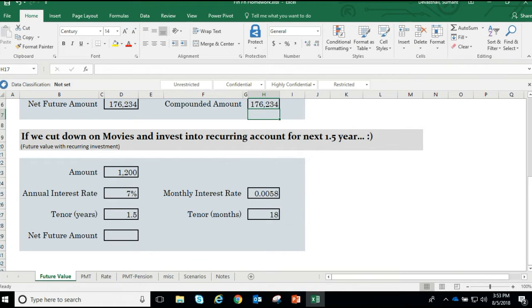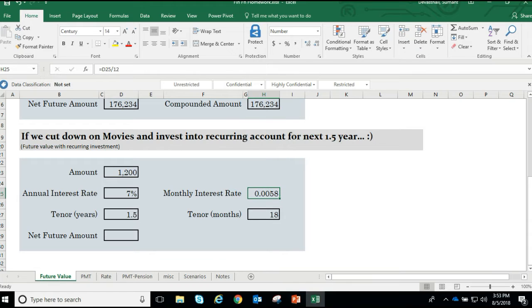Note one thing here, these couple of boxes, right? We are talking about monthly investment of 1200. This is roughly the amount of money you spend if you go out for a movie, right? Because this is a monthly payment, your interest rate also has to be monthly. Your tenor also has to be in terms of months. Now, what should be the monthly interest rate? Yearly interest rate divided by 12.